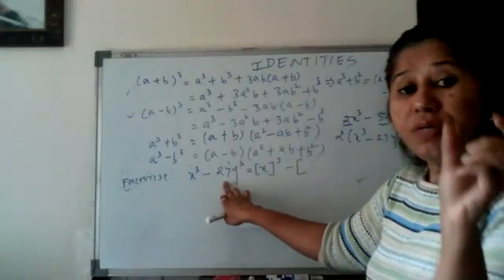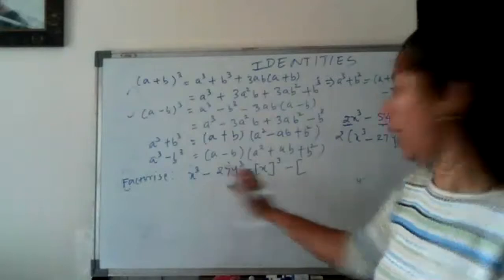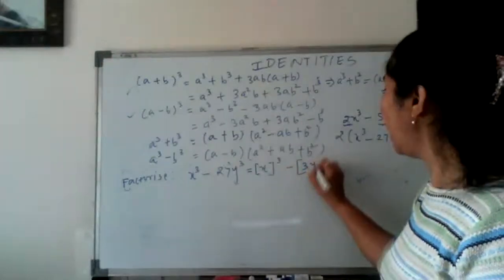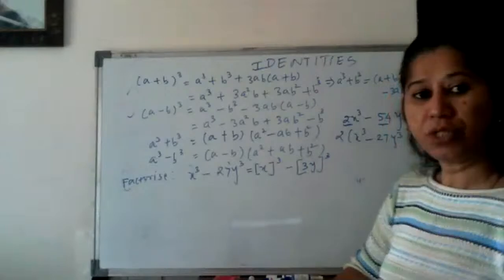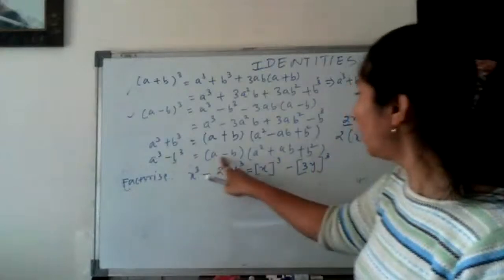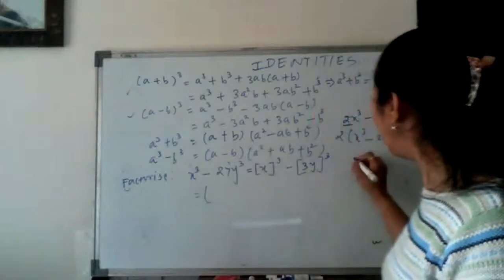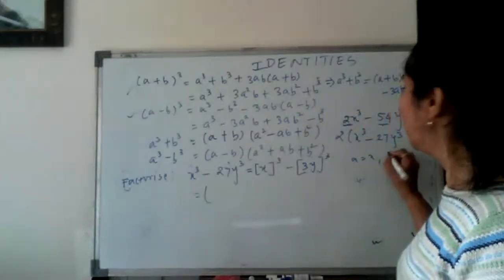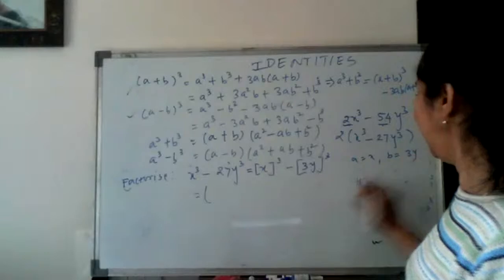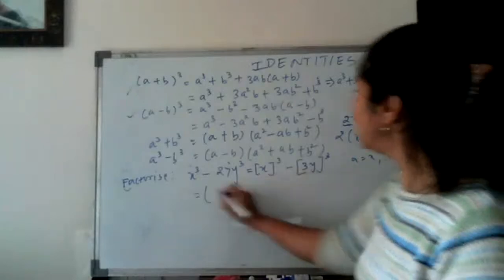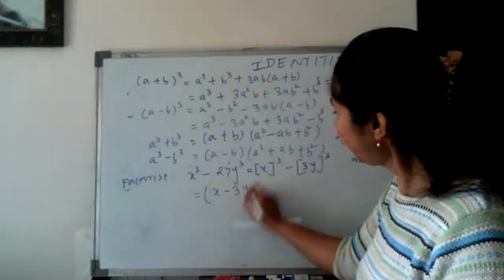Now 27 y cube, so what will its factorization be? I mean to say, 27 y cube is the cube of what? So naturally it is the whole cube of 3y. So this is the a cube minus b cube formula. So what is the a cube minus b cube formula? a minus b. So first what do we write? a. So our a here is x and what is b? It is 3y, isn't it? So x minus 3y, okay.